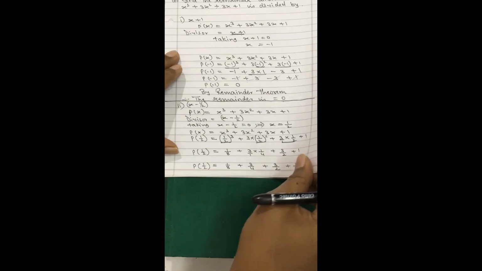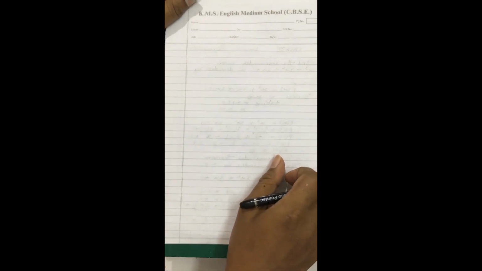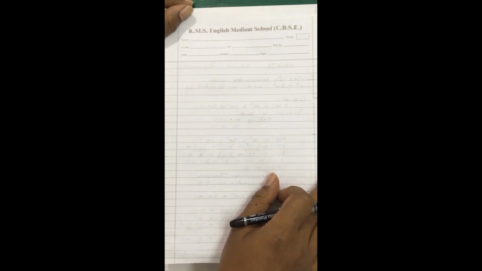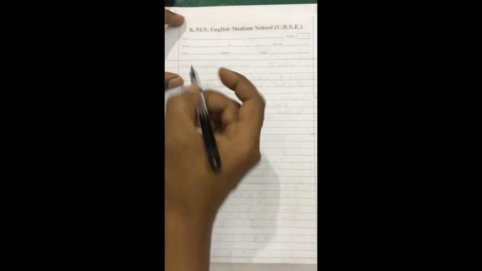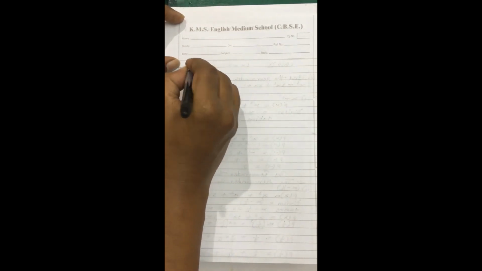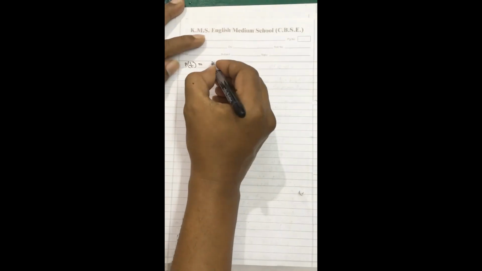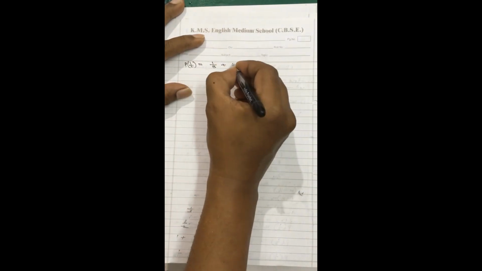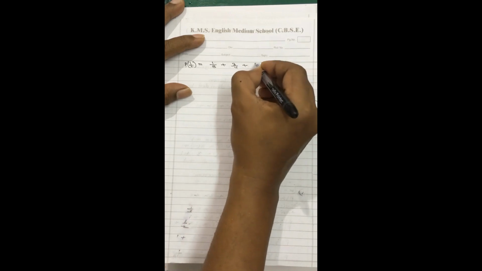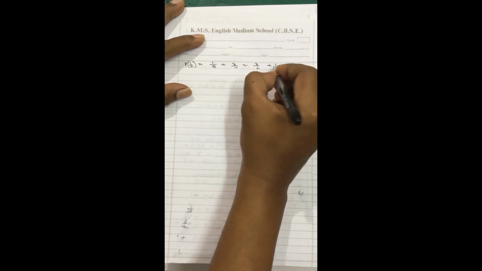Okay, my dear students, so this is what I have got. P of half is equal to 1 upon 8 plus 3 upon 4 plus 3 upon 2 plus 1 upon 1. I hope you all are getting this much.